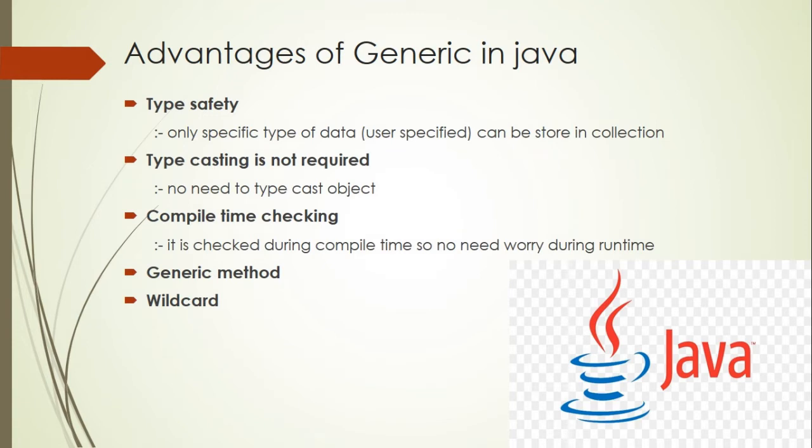If we are forced to store only a specific type of object in a collection, then what is the benefit of generics? Well, it helps to maintain type safety. That is, only a specific type of data can be stored in a collection. Similarly, other advantages of generics are no need to typecast objects, compile time checking, so no need to worry during runtime, generic methods, and wildcards.